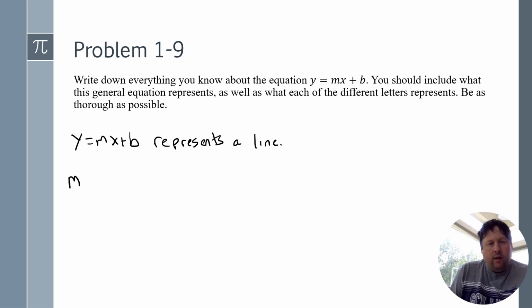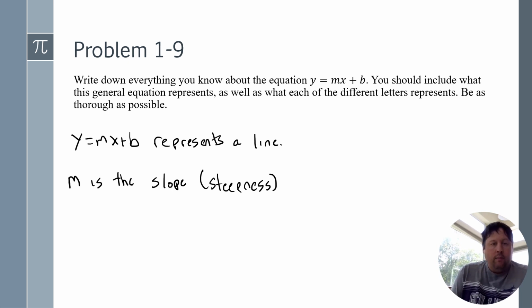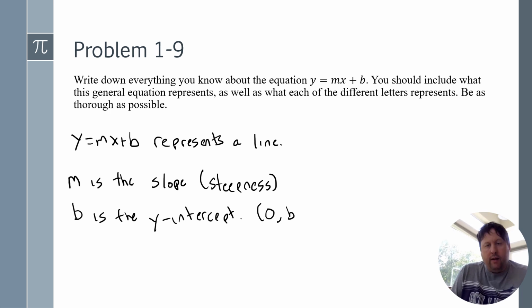The m is the slope of the line. Remember, slope dictates the steepness, so the steepness of that line. b is the y-intercept. So again, the graph should have the point 0, comma b on it.